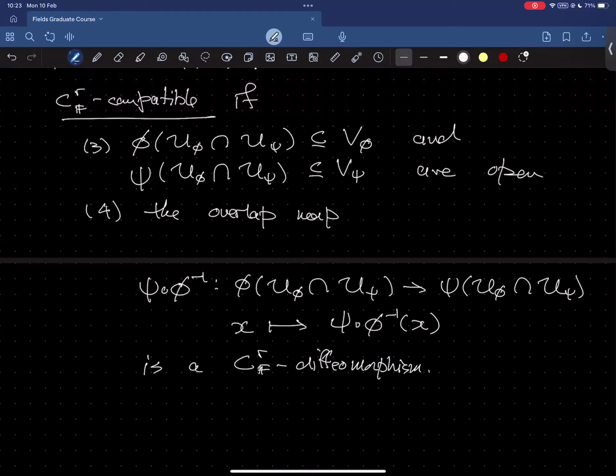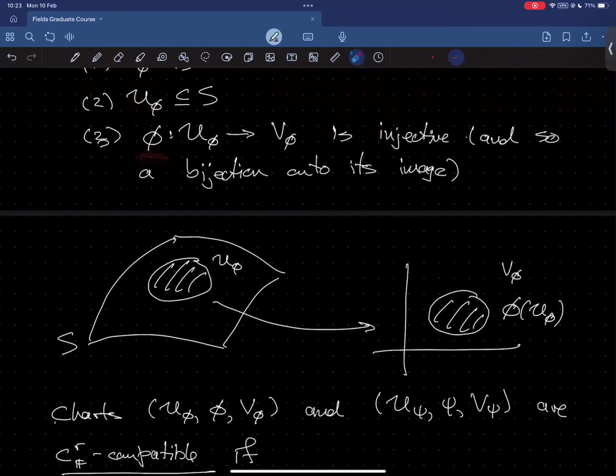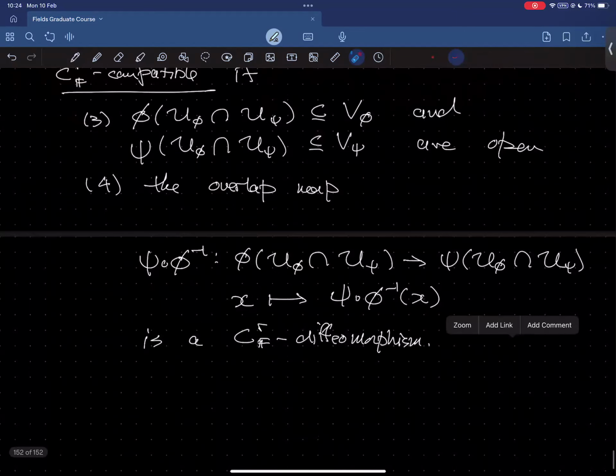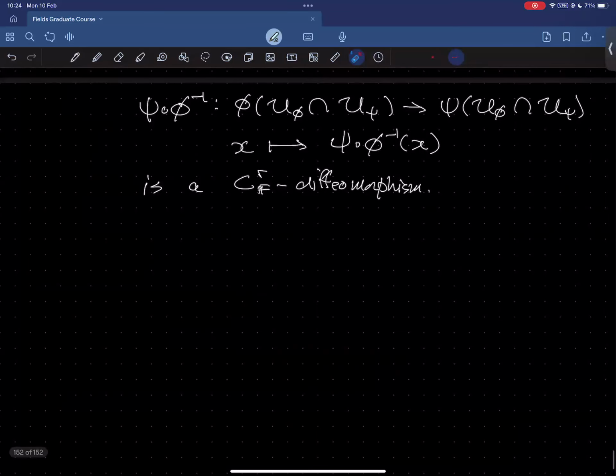It'll certainly be a bijection, because each of φ and ψ are bijections onto their images. So basically I'm composing two bijections. And so the content here is about the differentiability of this map. The picture you should have in your mind is like this.